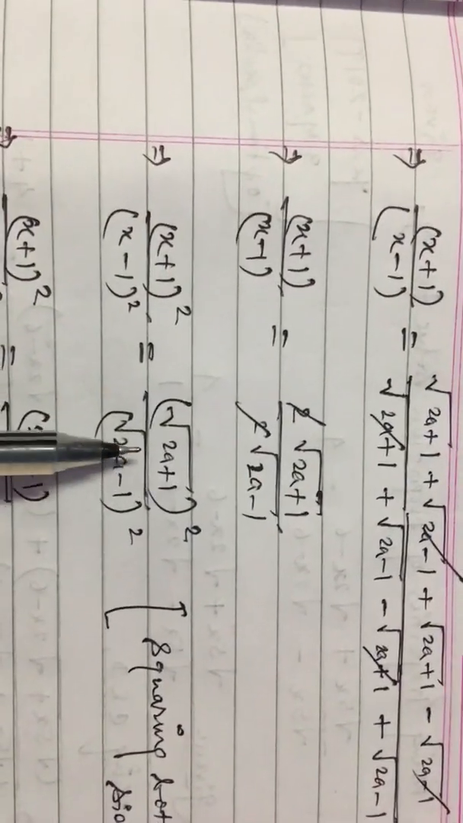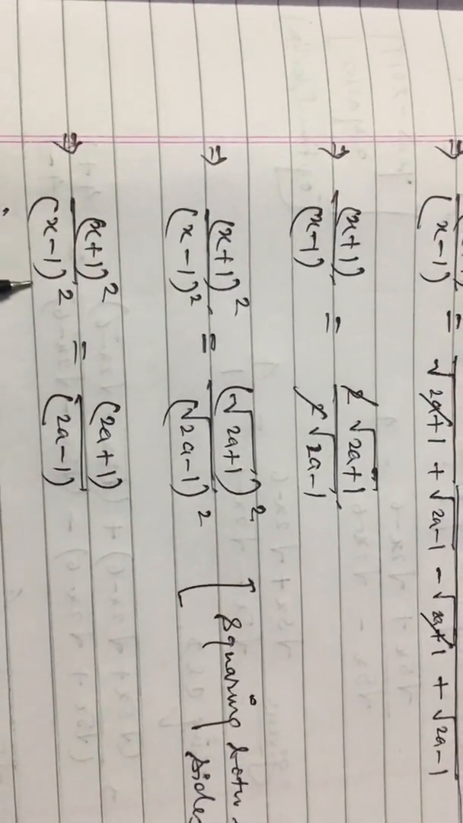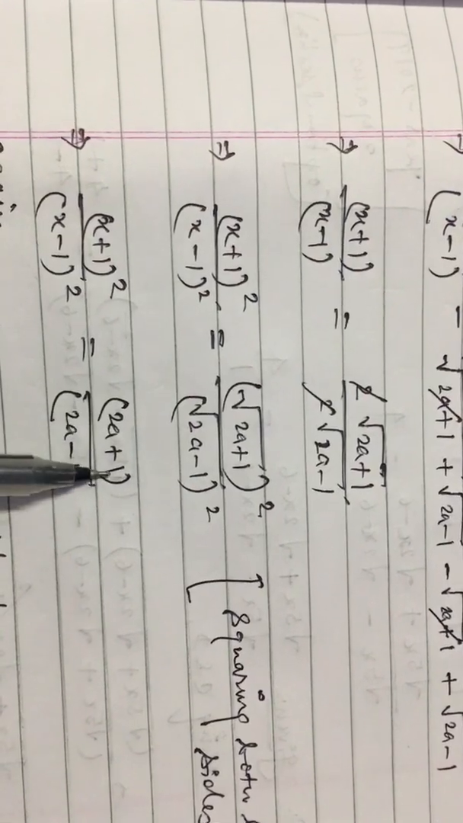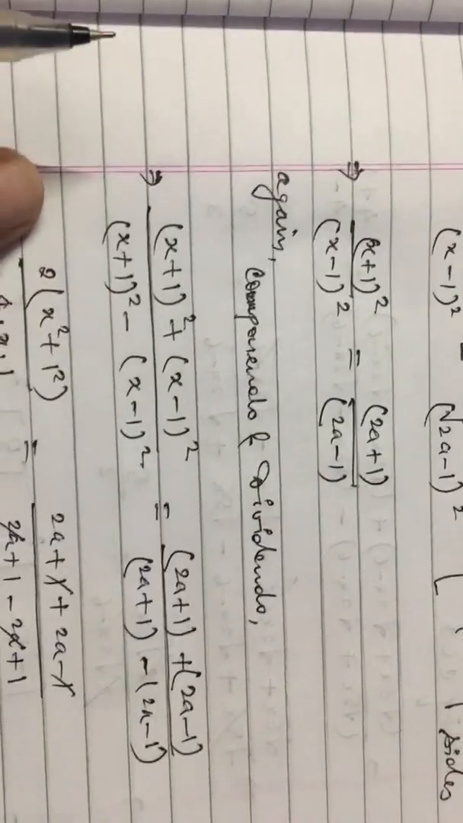For removing the square, squaring both the sides, it is x plus 1 whole square, x minus 1 whole square. On squaring this, from this the square root will be cancelled, 2a plus 1, from this the square root will be cancelled, 2a minus 1. Again c and d.